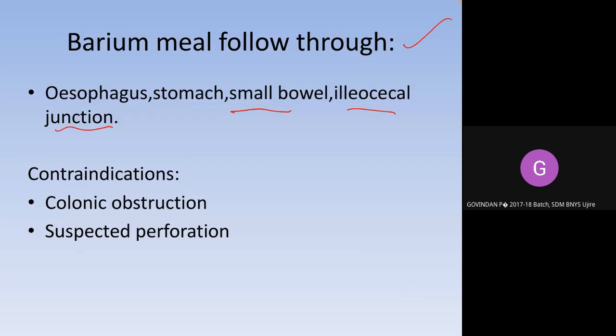See, when you are doing a follow through or meal, the part adjacent to it, suppose you want to see the duodenum, the part adjacent to it is the jejunum. Jejunum should not be blocked. So here we are doing a follow through. You do not want the colon to be blocked. Okay, this is the indication. Contraindication: if there is a colonic obstruction, you cannot do it. And then there is suspected perforation, which is there every time. If you suspect perforation, then you cannot do a contrast radiograph. You should forget about it.